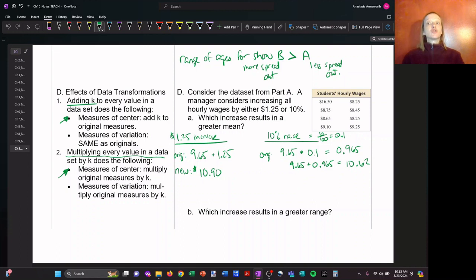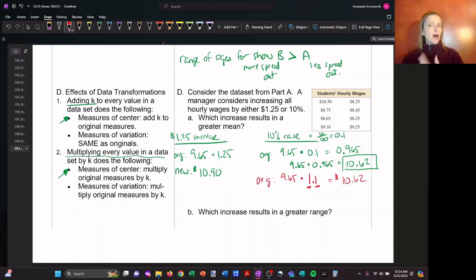Now, there's a shorter method for doing this so that it's not a two-step process. Instead, I can take that original $9.65, and instead of multiplying by just 0.1 to represent that 10% raise, I multiply by 1.1. I want all of the original $9.65, 100% of that, and then in addition, I want that extra 10%. And so by doing it this way, you get the $10.62 in one step instead of two steps.